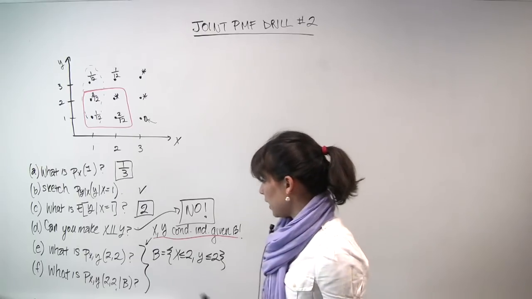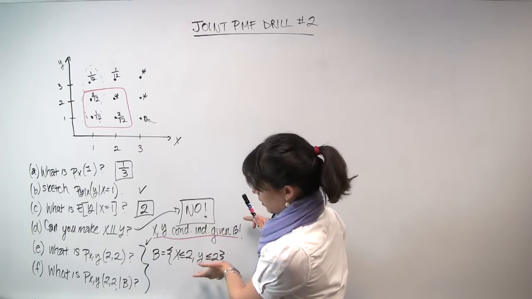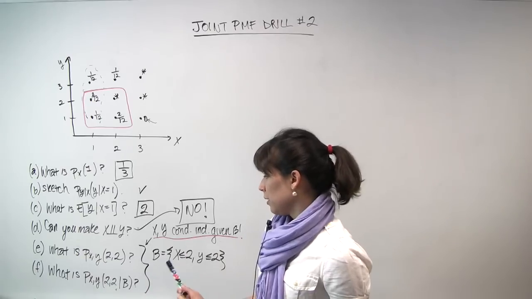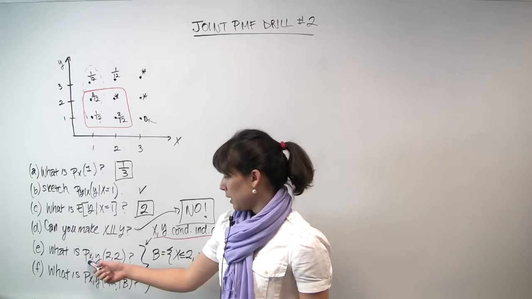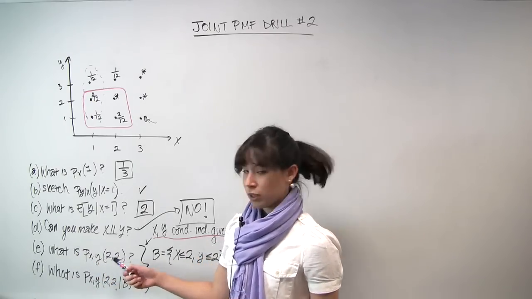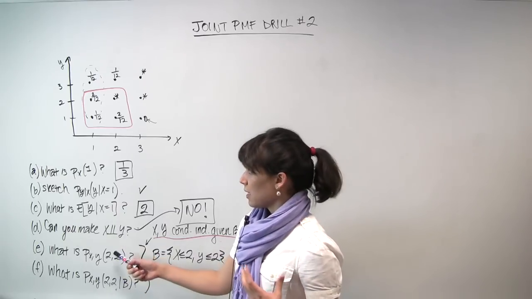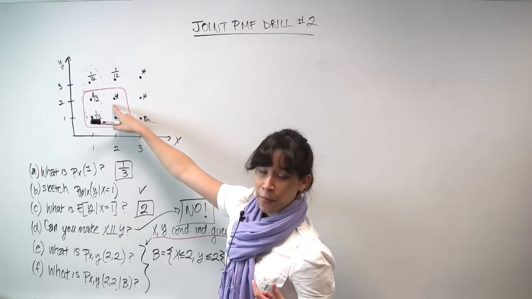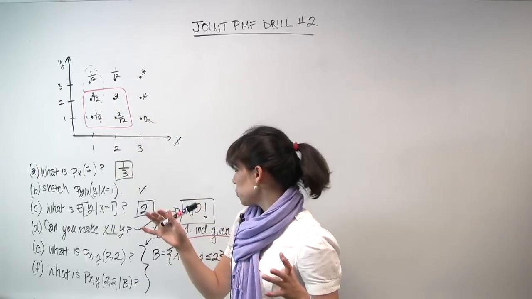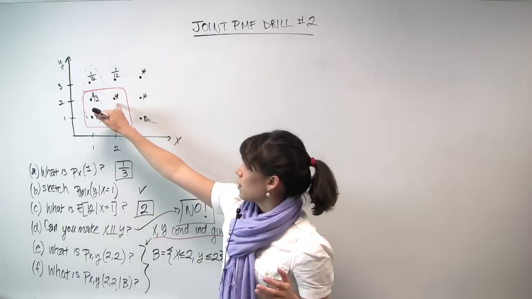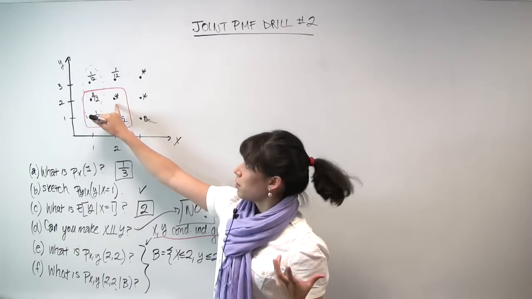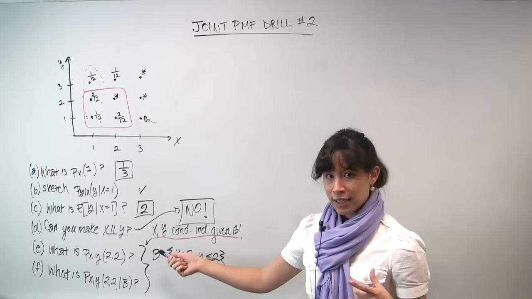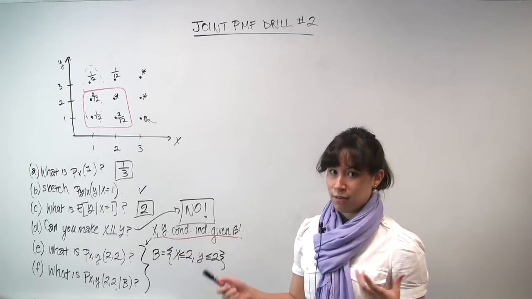Okay, so part E, now that we have this, and by the way, these two assumptions apply to both parts E and F. In part E, we want to find out pXY of 2, 2, or in English, what is the probability that x takes on a value of 2 and y takes on a value of 2? So determine the value of this star. And the whole trick here is that the possible values that the star could take on are constrained by the fact that we need to make sure that x and y are conditionally independent given B.